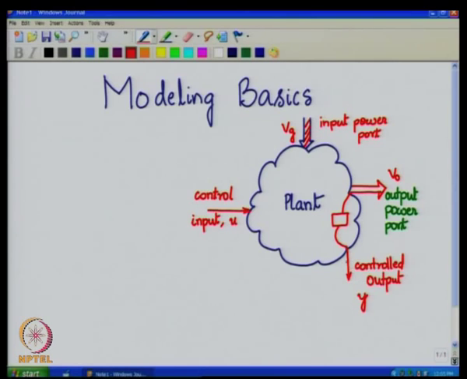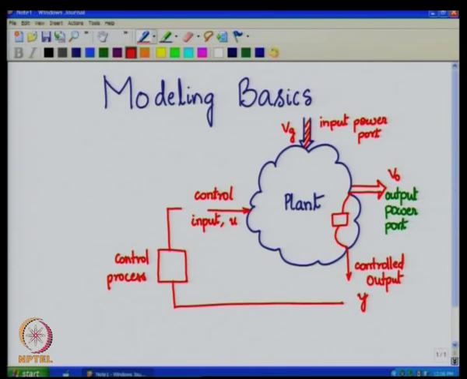So, with these 4 ports, a controller is generally designed, which is basically interfacing with the control input and the control output. The control process is generally linking these 2 aspects of the plant ports. So, this is our control ports process, which we will see what goes to make up.